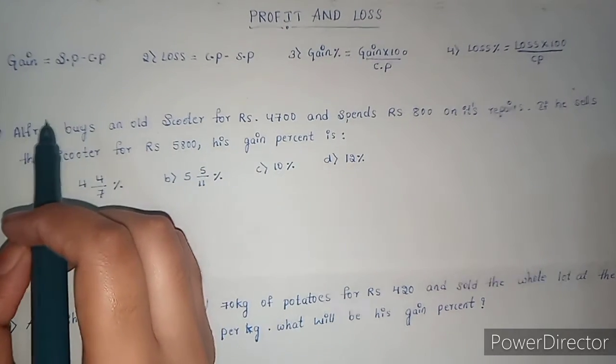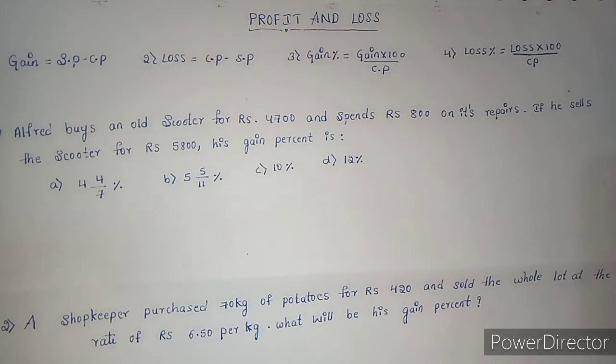And then what is selling price? The price at which an article is sold. Anything or any device we buy, if I sold it, then it is said to be selling price. It is abbreviated as SP.